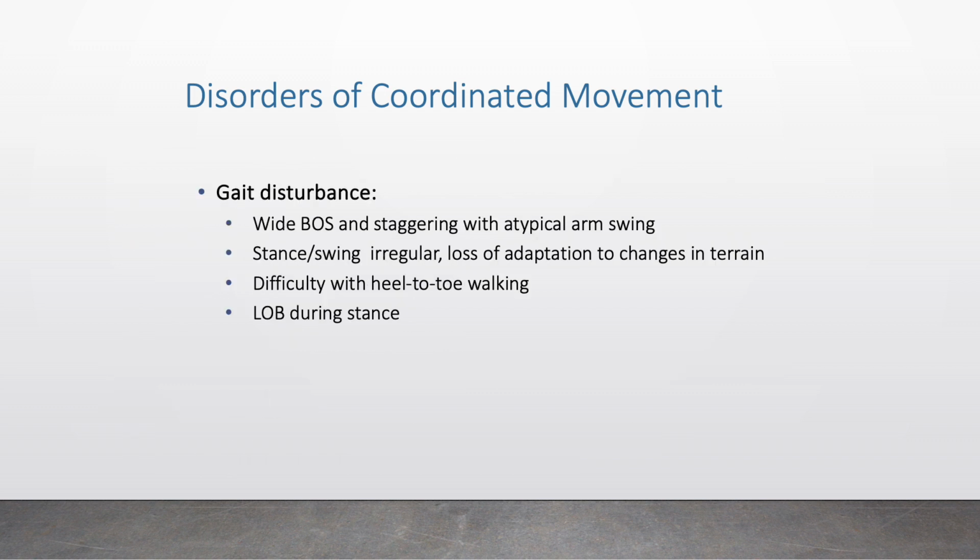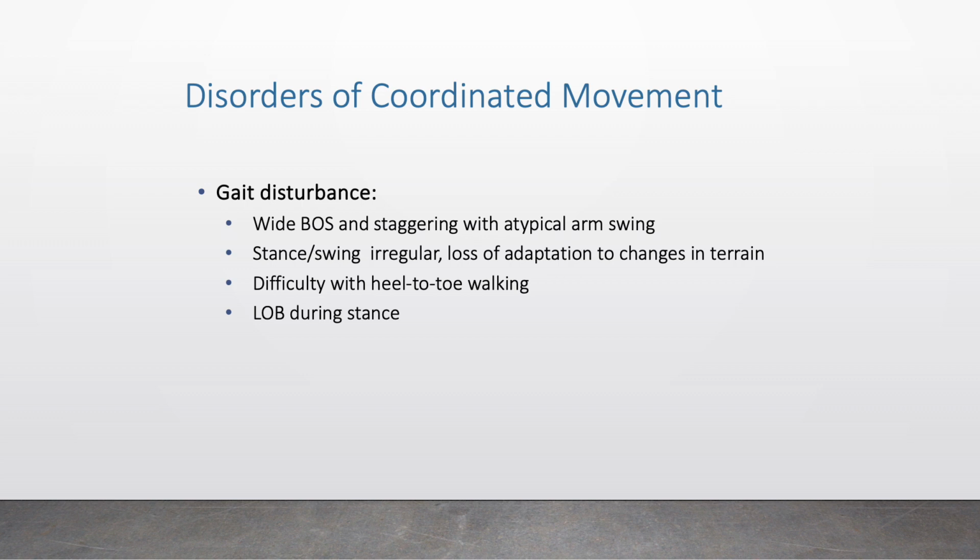Some various gait disturbances include a wide base of support, which refers to a stance where the feet are spaced further apart than normal, which can provide greater stability. Staggering gait involves an unsteady or irregular walking pattern characterized by lack of smoothness and coordination of movements.